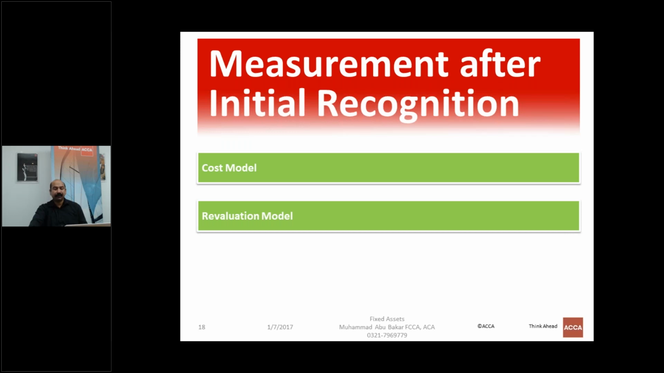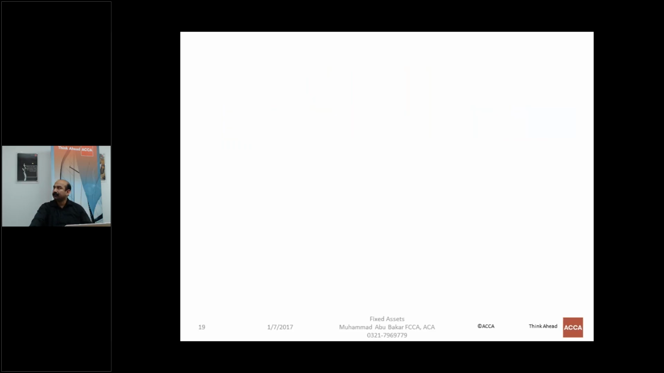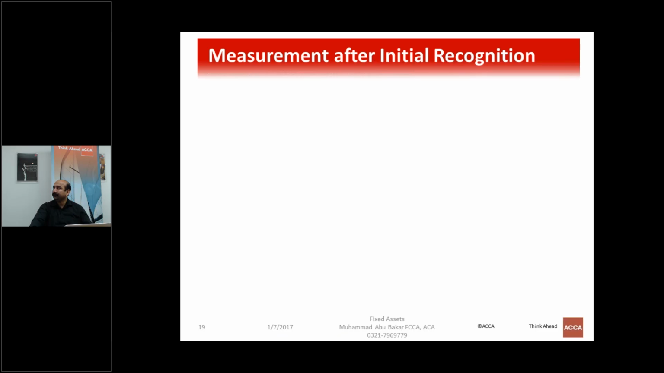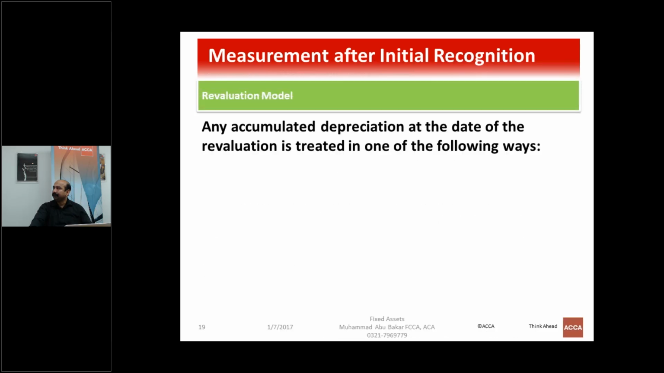Revaluation shall be made with sufficient regularity to ensure that the carrying amount does not differ materially from that which would be determined using fair value at the end of the reporting period. So this is the revaluation model. Measurement after initial recognition, revaluation model.